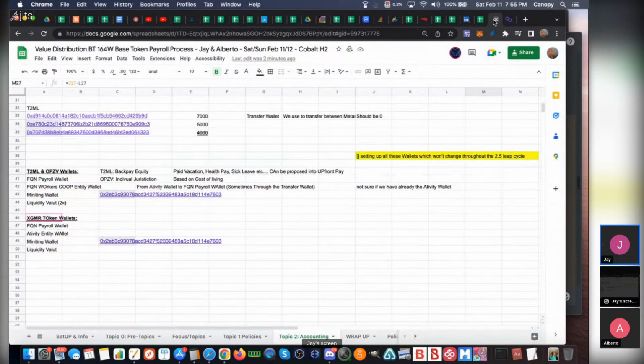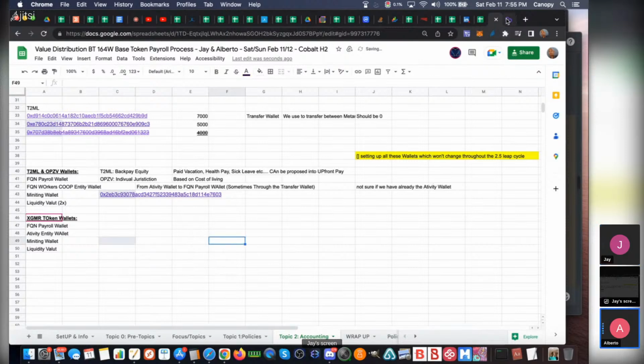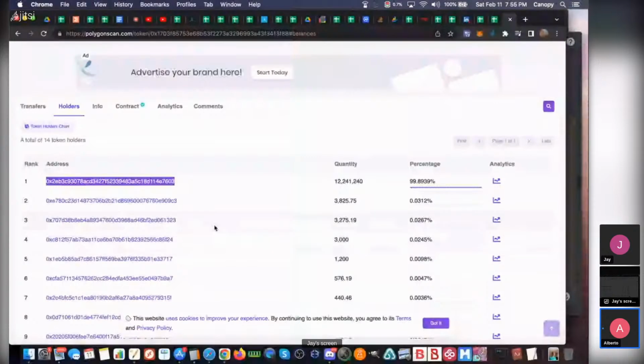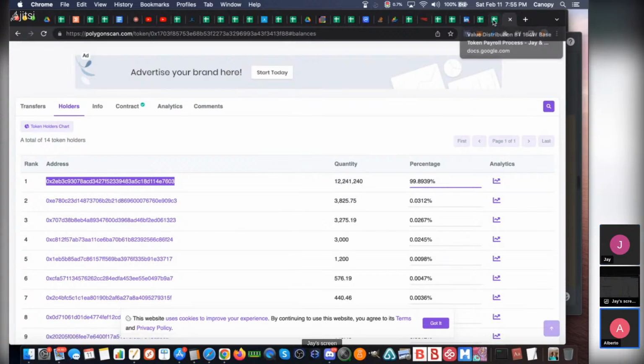So we're going to have to find this minting wallet. Oh, this is the wrong one. Okay. All right. So for the OPZV, we know that the third wallet is the payroll wallet, 3,275. That's the payroll wallet. So then, the only question is, what is the 09C3? We also had the 09C3 on the other wallet as well. We don't know what it is yet. Yeah. So anyways, we'll figure that out.